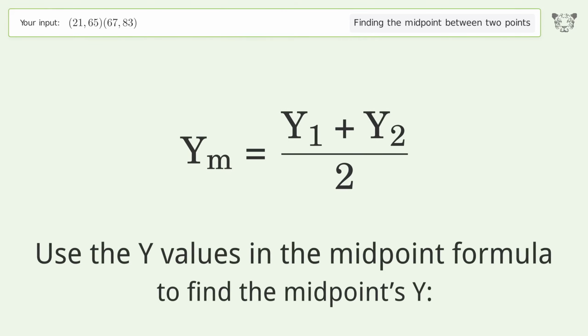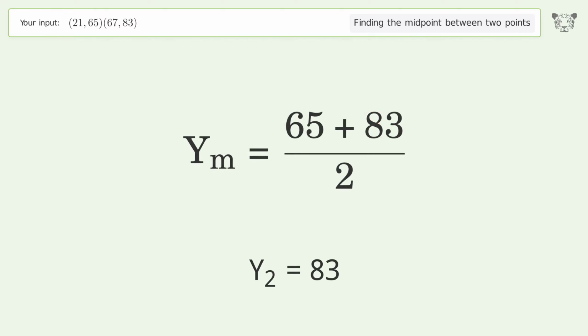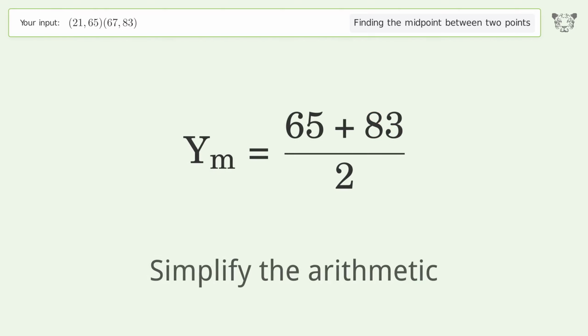Use the y values in the midpoint formula to find the midpoint's y. y1 equals 65. y2 equals 83. Simplify the arithmetic.